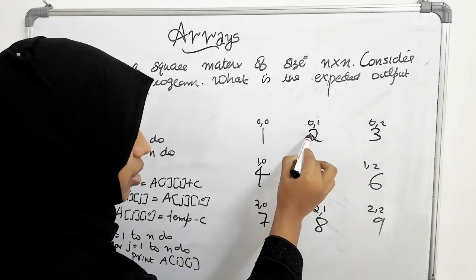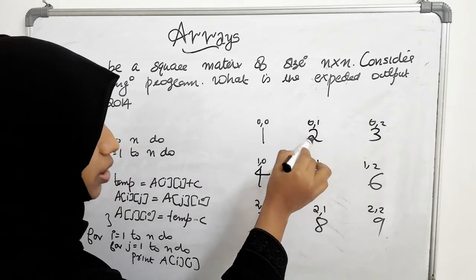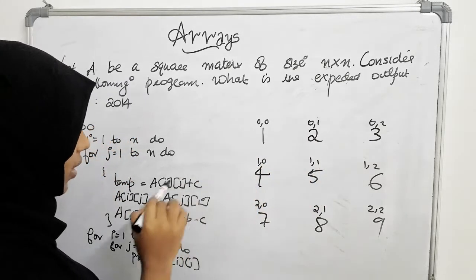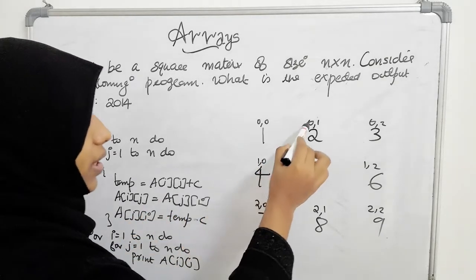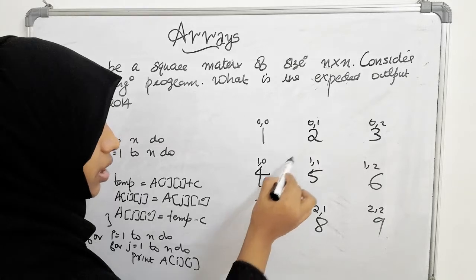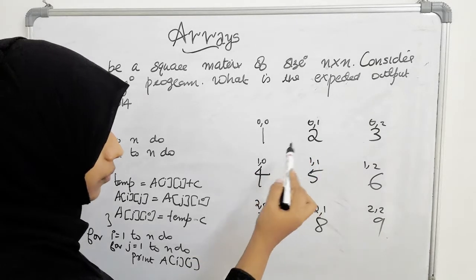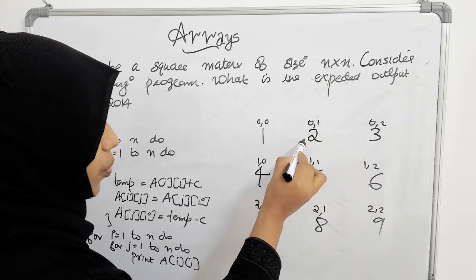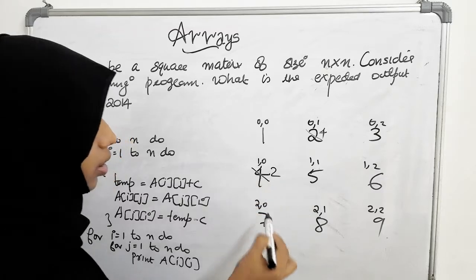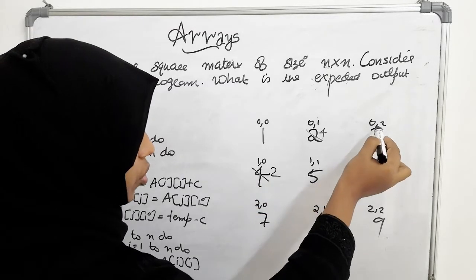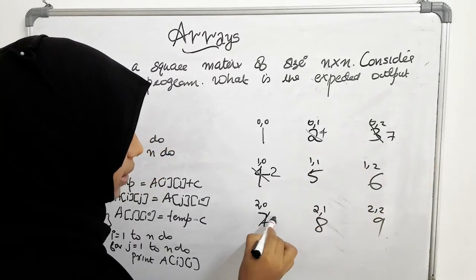So at this position, this is a of ij, it is 2, so 0,1. So this position will be swapped with 1,0. That is, a of ij will be swapped with a of ji. So 0,1 will be swapped with 1,0. So these two positions will be swapped. So it will be 4 here and it will be 2 here. Now again this position 0,2 will be swapped with 2,0. So it will be 7 here and it will be 3 here.